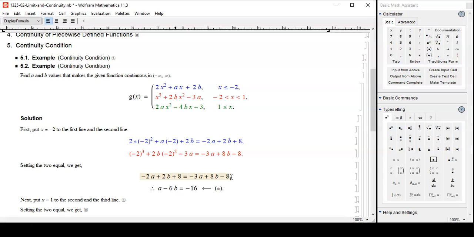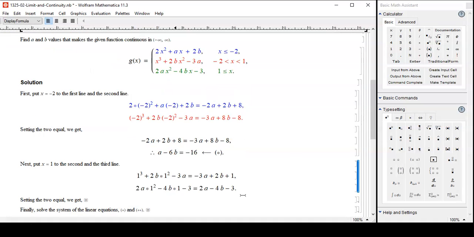And then a bit of a simplification, we ended up with an equation. But we cannot solve it. We have two unknowns and one equation. So we need another equation and set up a system of linear equations to solve it. How do I do that? Put in x equals 1 to the second line and third line. So that's the second line, and that's the third line. Plug in x equals 1 there, because 1 is the other possible breaking point.